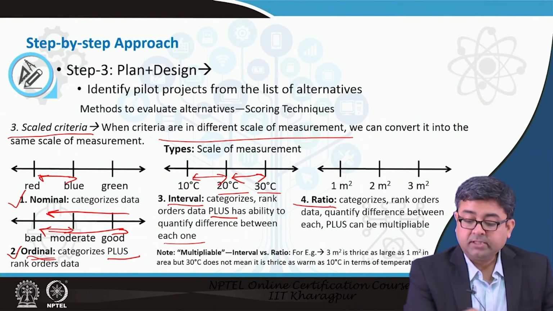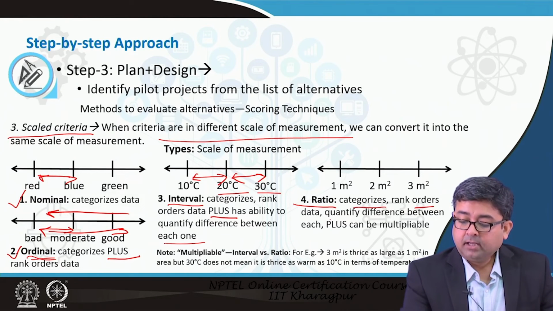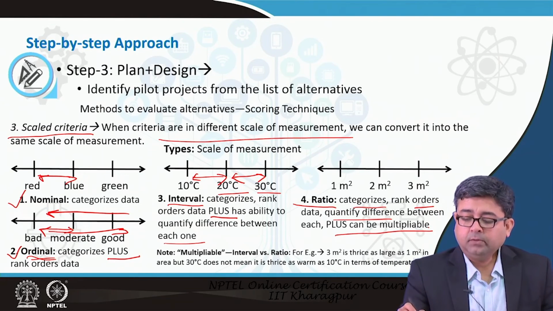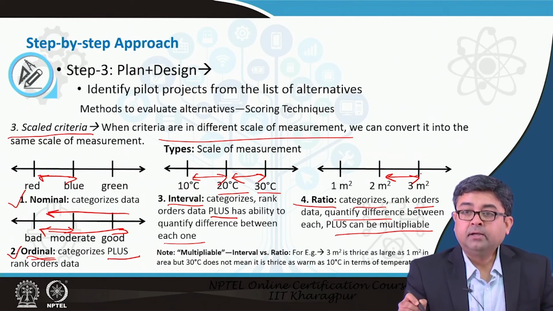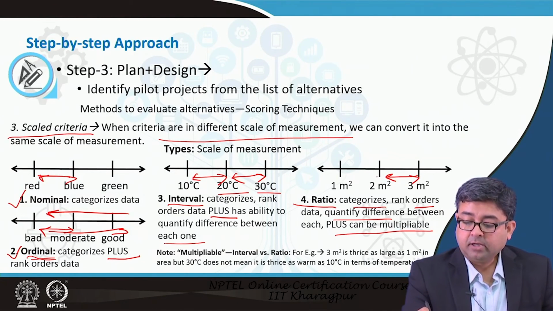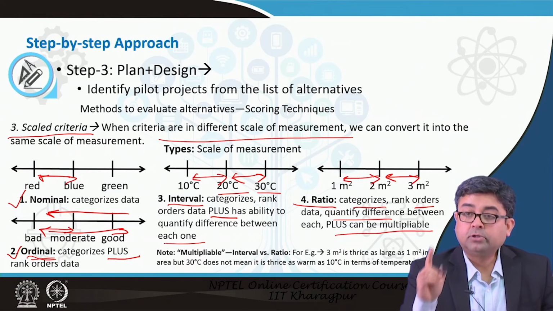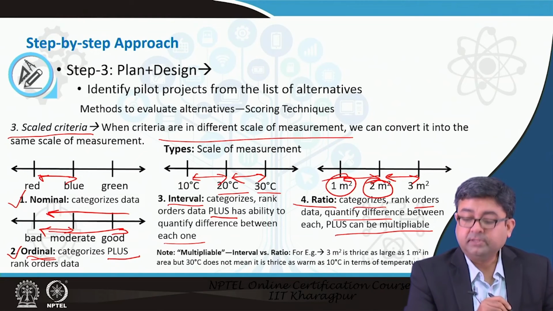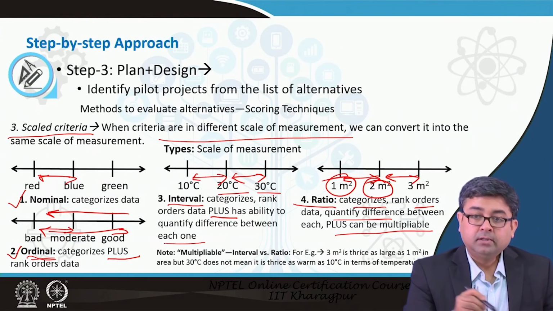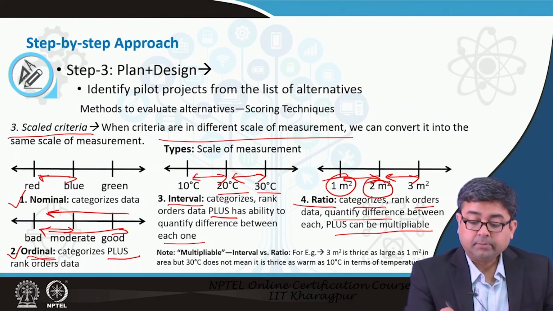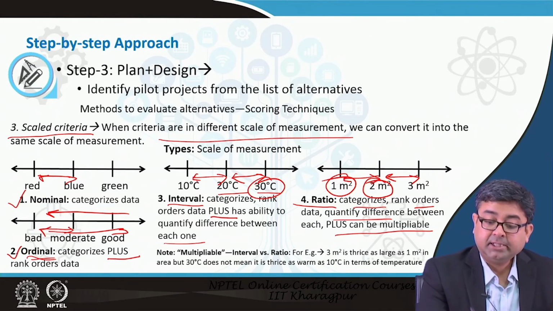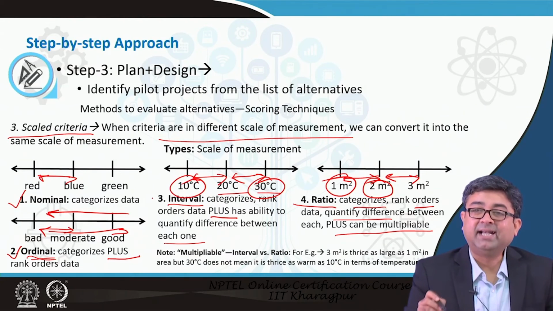So, it does all of these three: categorizes, ranks, quantifies the difference, plus it can be multipliable. What that means is, you know the difference between these two, but you can also exactly say that this is 2 times of this. 2 meter square is 2 times of 1 meter square, but here you cannot exactly say that 30 degrees centigrade is 3 times warmer than 10 degrees centigrade.